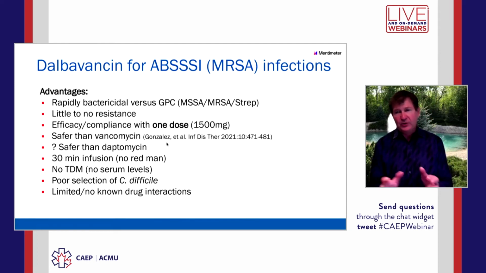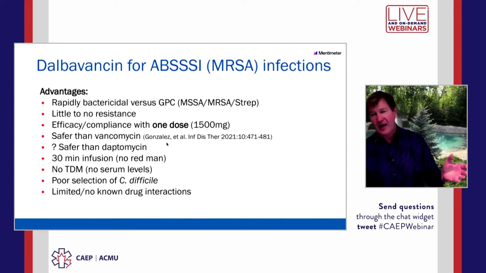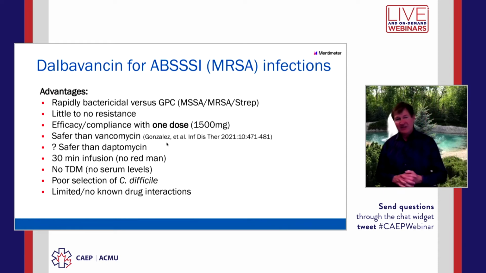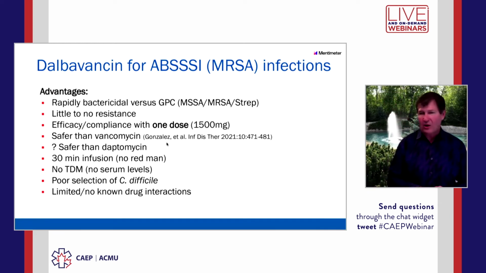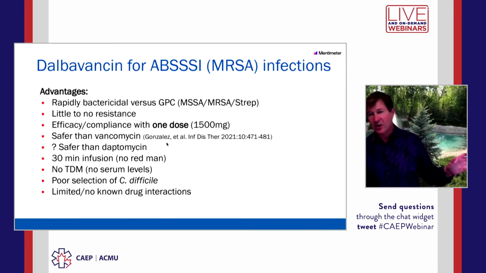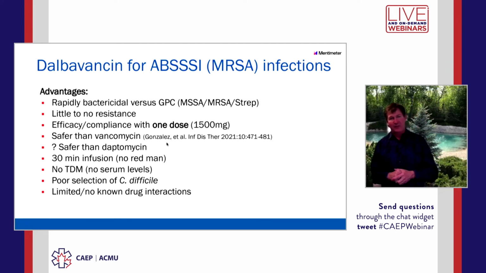Dalbavancin for acute bacterial skin soft tissue infections, or ABSSSI, and these can or don't have to be caused by strep or staph or MRSA. Let me summarize this. This is from a big review article. We've been studying this drug for 10 years. I like the fact that it is rapidly bactericidal. It kills all gram positives. Staph aureus, MRSA, streptococci. So cellulitis, abscesses, it kills all the pathogens.